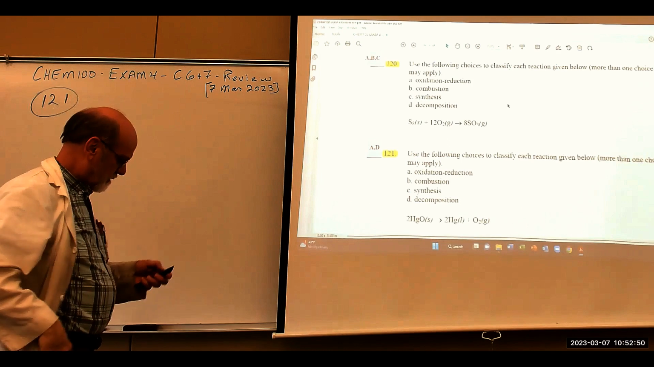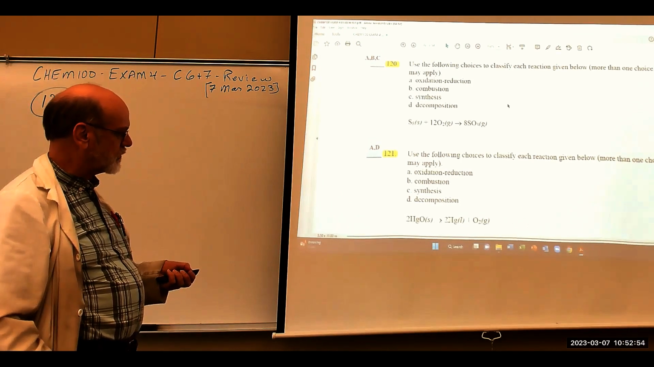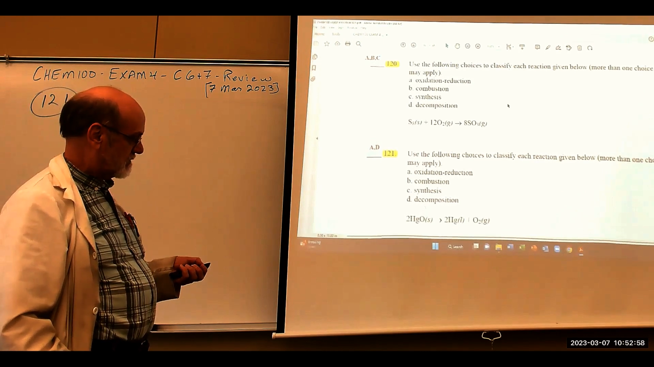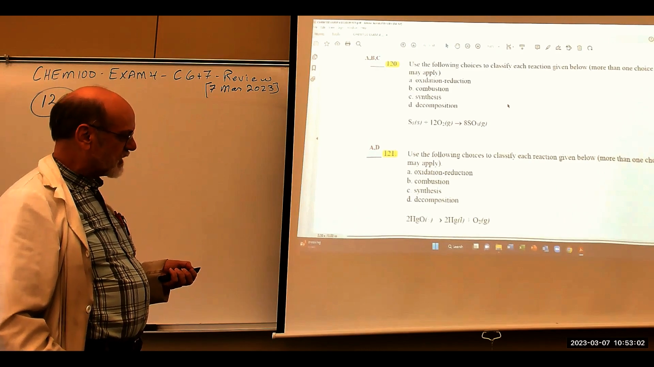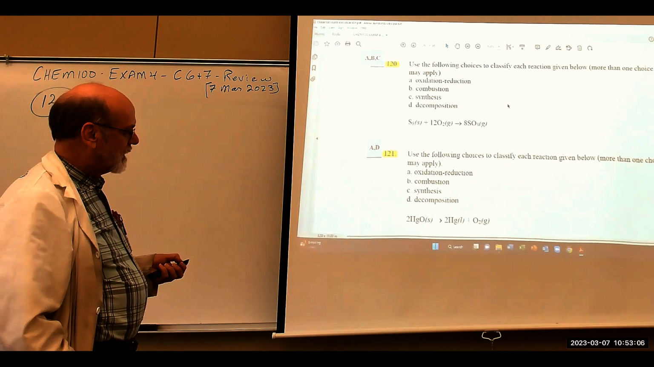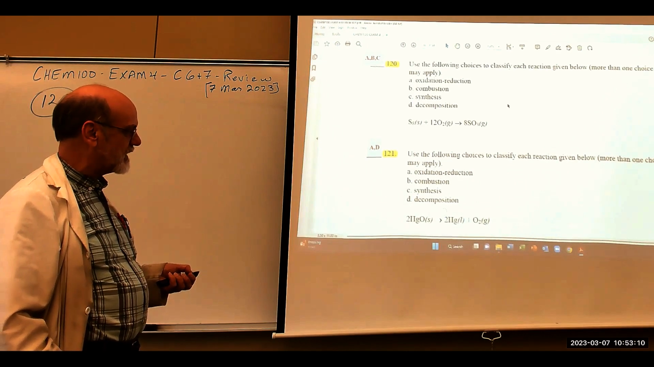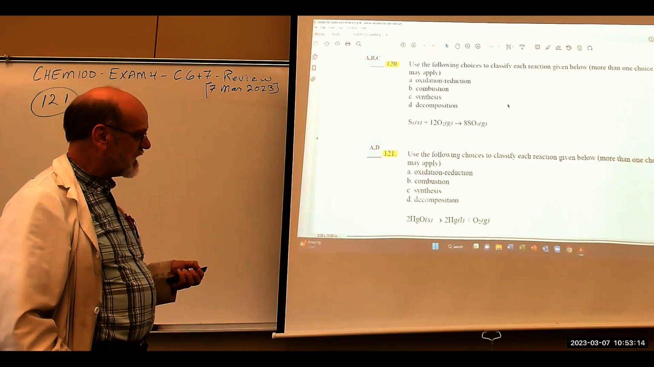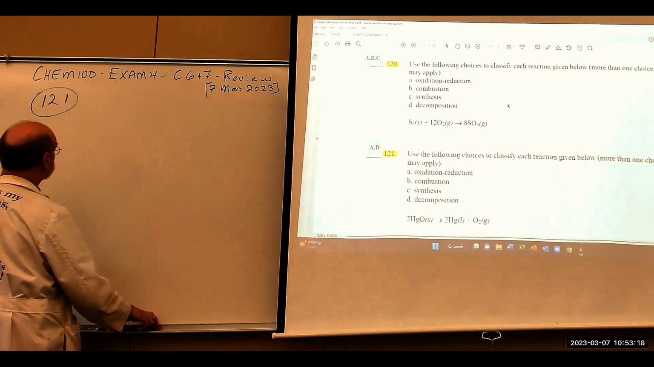So we have mercury 2 oxide yields mercury and oxygen. Okay, this is a decomposition, not a synthesis, decomposition. It's not a combustion because oxygen's not a reactant. And we've got a compound on this side and elements on that side. It is an oxidation reduction. So we got redox and decomposition are correct answers for the 121.